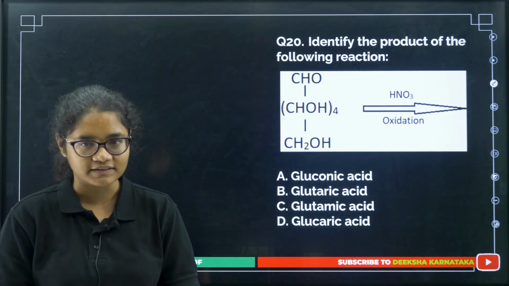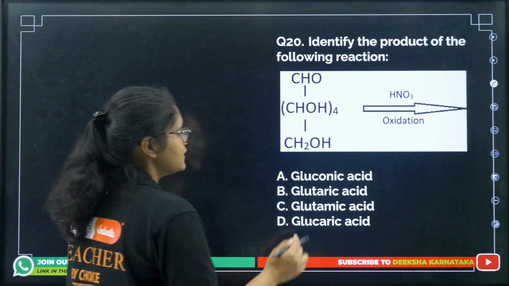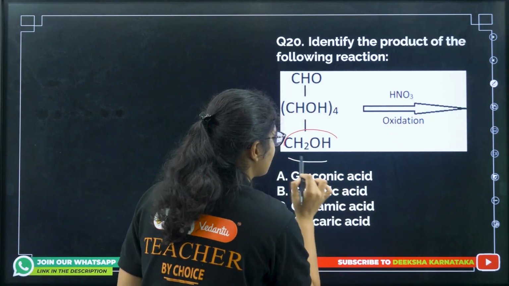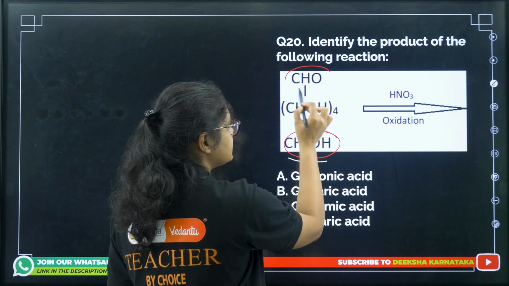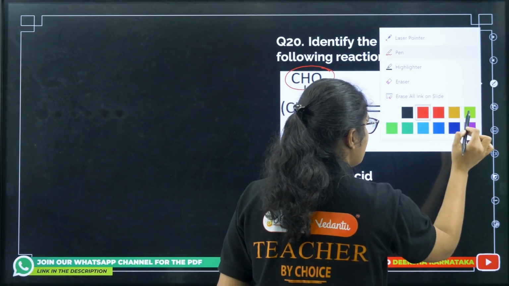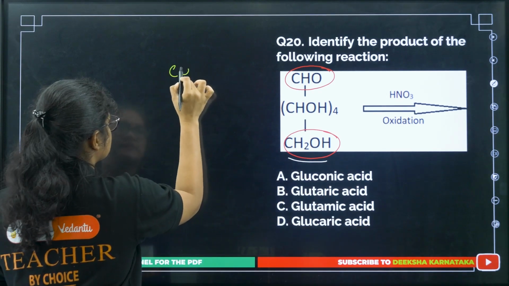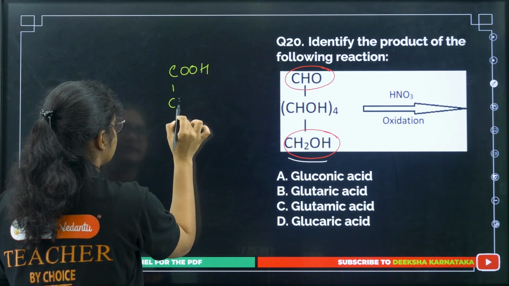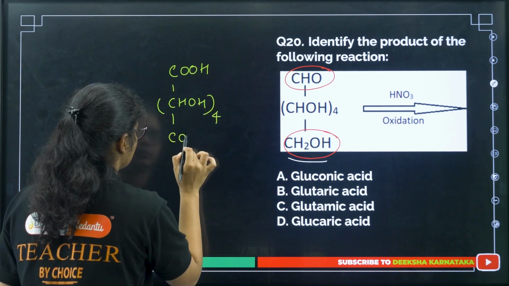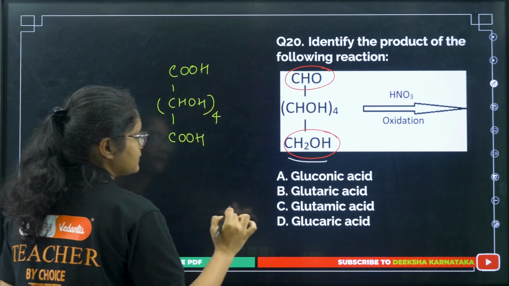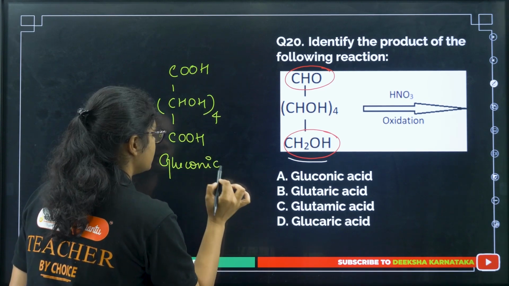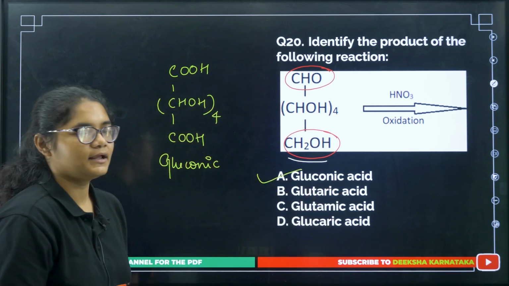HNO3. HNO3 is an oxidizing agent. It's a strong oxidizing agent, right? So, what will happen? This primary alcohol will also get oxidized. This aldehyde group will also get oxidized. And what is the product formed here? The product formed here will be COOH, CHOH whole 4, then COOH. Okay. So, this structure is nothing but gluconic acid. Okay. So, correct answer will be option number A here.